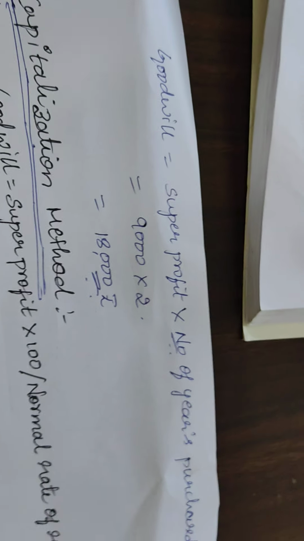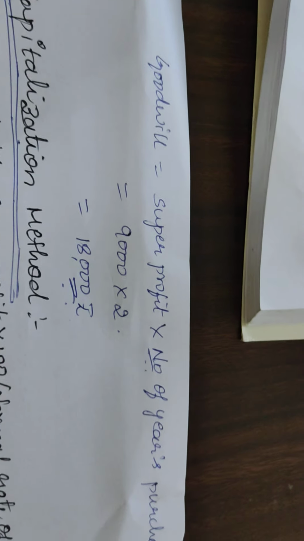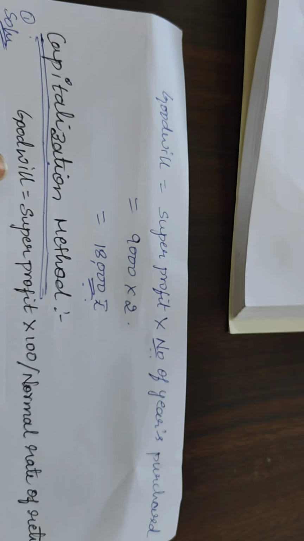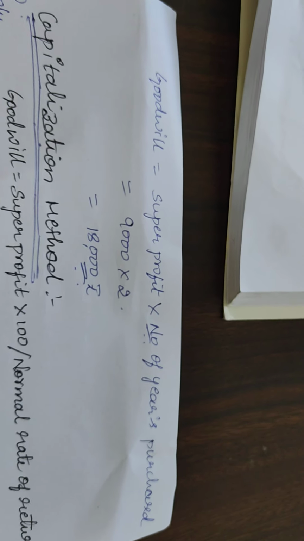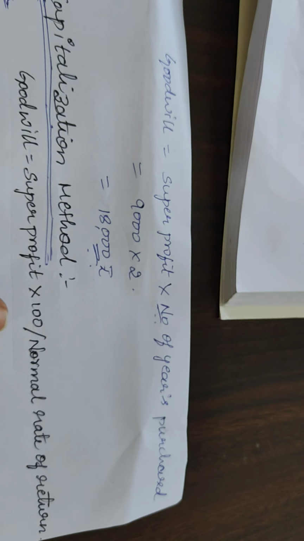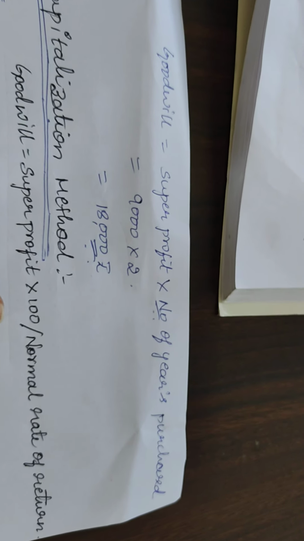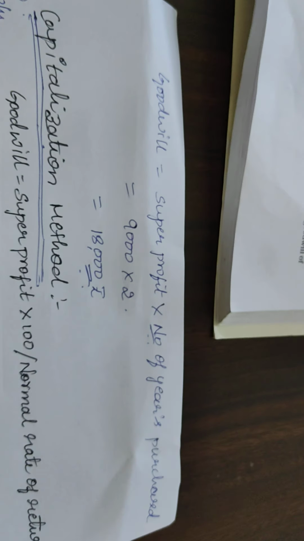Now let us see the capitalization method. The third method is the capitalization method. The formula for goodwill under the capitalization method is goodwill is equal to super profit into 100 divided by normal rate of return. Okay. Now let us solve a problem so that we will understand it.